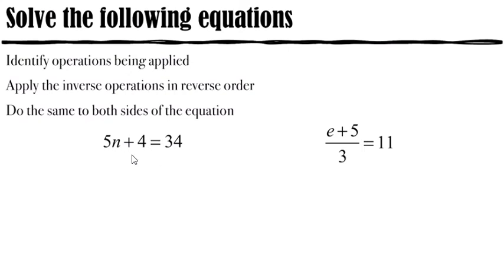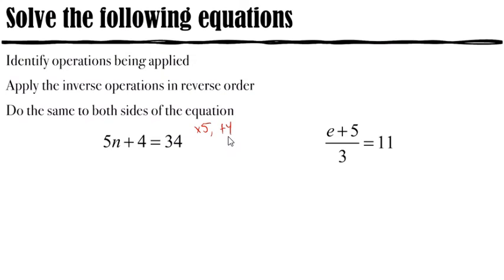So what I can see, for operations being applied to n, my first one is to multiply by 5. So I've got times 5. And then my second one is to add 4. So they're my two operations. As I undo these, we're going to deal with that second one first. Again, this is going in reverse order.